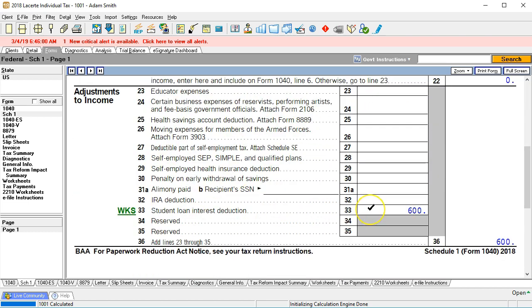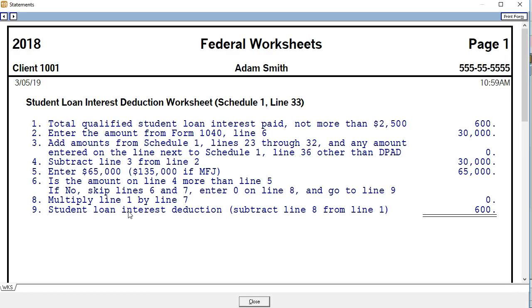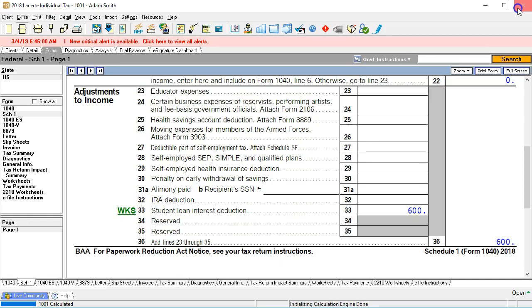Scrolling down, we'll see on line 33, we have the student loan interest deduction. So that's where it goes, student loan interest deduction. We have the nice little worksheet here, which is going to be the student loan interest worksheet. And in essence, we have the $600. We'll take a look at the worksheet at a later time. There's the $600, which then pulls over to the 1040.